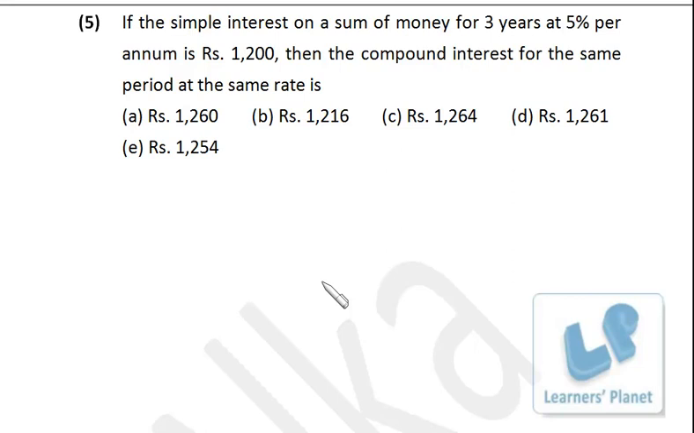One more problem on the same concept. If the simple interest on a sum of money for 3 years at 5% per annum is rupees 1200, the compound interest for the same period at the same rate is? So 3 years at 5%, the total simple interest is 1200. That means 400 each year: first year, second year, third year. Now on similar lines, we'll take compound interest at the rate of 5%. So 5% of 400 rupees is 20.